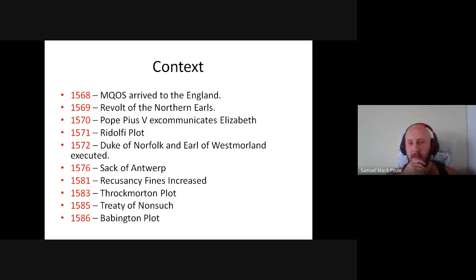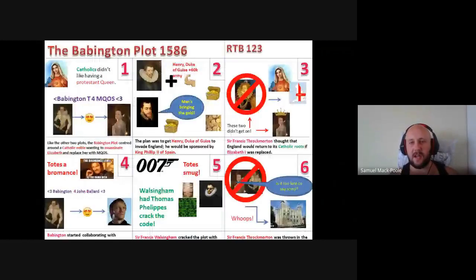So, the Babington plot, 1586, RTB 123. It's very, very similar to the Throckmorton plot. I've again set up a page here. RTB, 123: Radulfi, Throckmorton, Babington. That is the order of the plots, 123. Very good way to remember things. And the causes are the same. Catholics simply don't like having a Protestant queen.